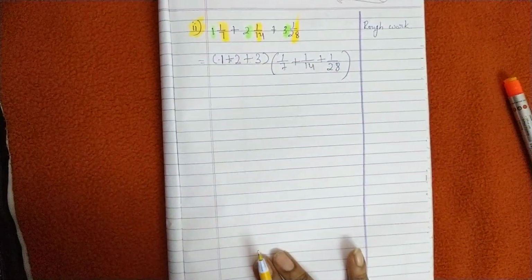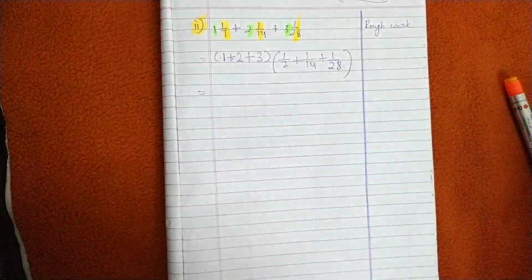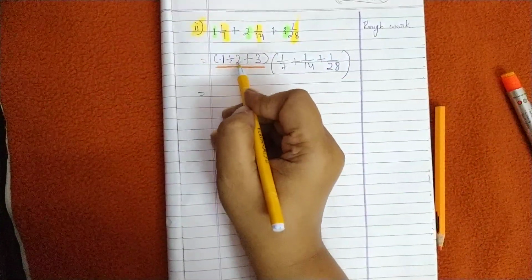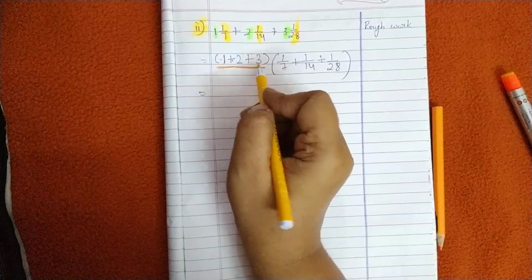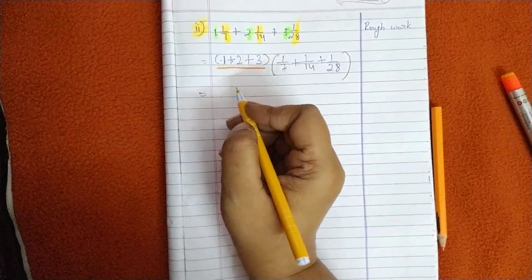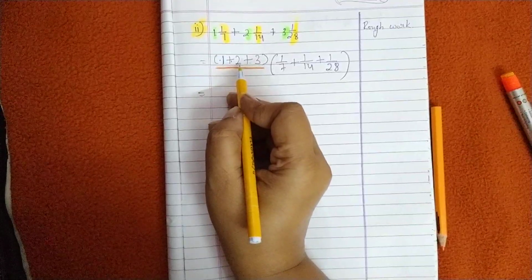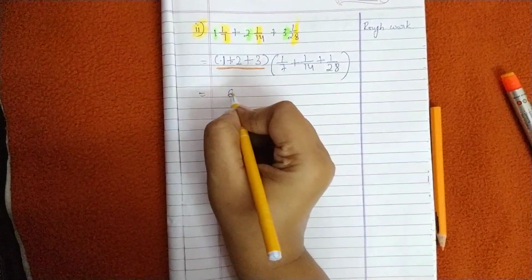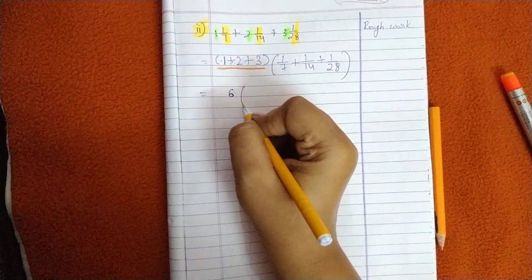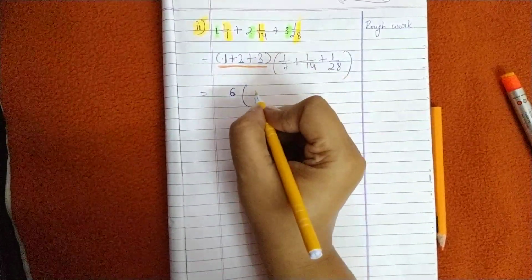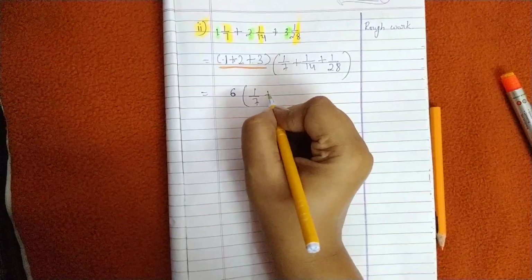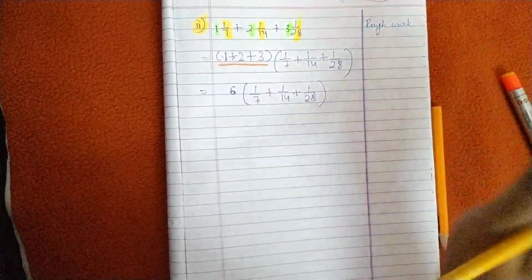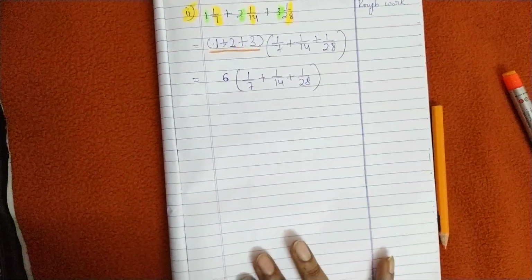This much is clear. Now what we have to do children in the next step, add this one. Add the whole numbers first. So 1 plus 2, 3. 3 plus 3, 6. Okay children, I am repeating again: 1 plus 2, 3 and 3 plus 3, 6. Write 6 here. Now you can open this bracket. Copy this 1 upon 7 plus 1 upon 14 plus 1 upon 28. This much is clear.